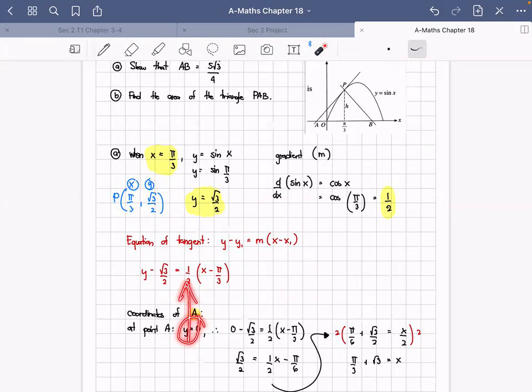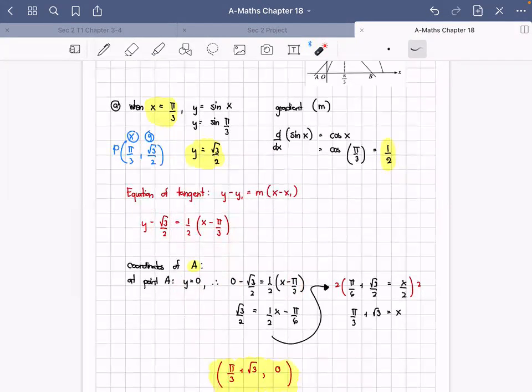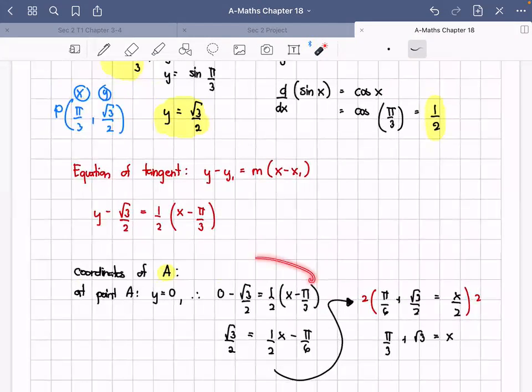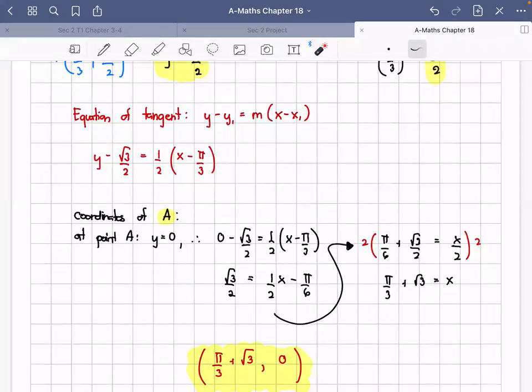Okay. So instead of y, it becomes 0 now. And then minus root 3 over 2 equals 1/2 x minus pi over 3. So class, just solve for x on this one. Okay, so how did I solve for x? I know that my y is 0, so solving for x, my x is this, pi over 3 plus root 3. Okay, so how did I get this?